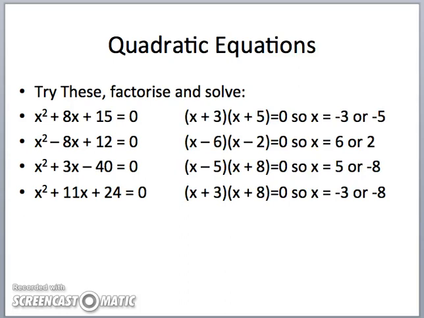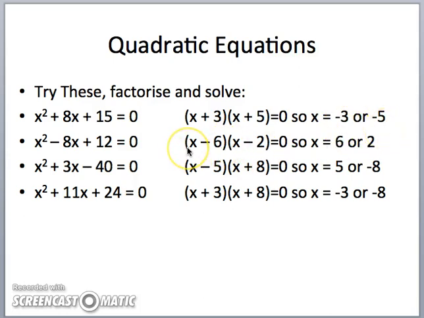Okay, so here are the answers. Let's look at the first one. We factorised this before, x plus 3 and x plus 5. Well, what makes the left-hand bracket 0? When x equals minus 3, minus 3 plus 3 equals 0. And when x is minus 5, the second bracket is 0. So the two values that we need are x equals minus 3 or x equals minus 5.